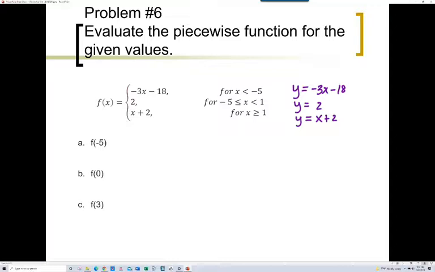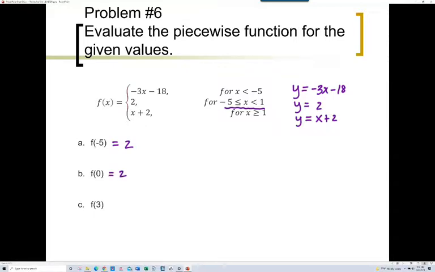So now for finding f of negative 5, notice that we're in here when x is between negative 5 and 1. Notice the equal sign here. That means we're including negative 5. We're going to use the second piece here, y equals 2. That just means no matter what your input is, your output is going to be 2. Now notice 0 is also between negative 5 and 1. So again, we'll have an output of 2.